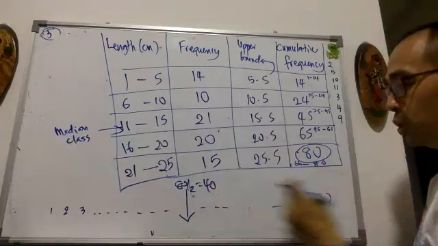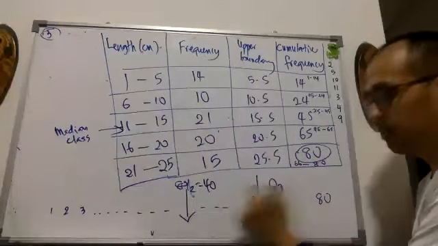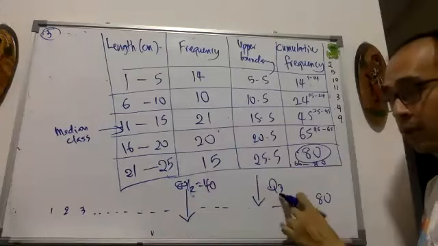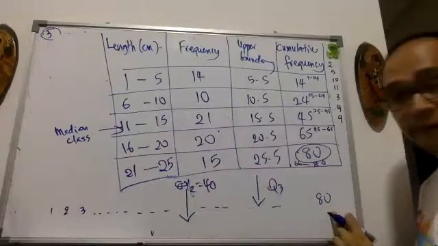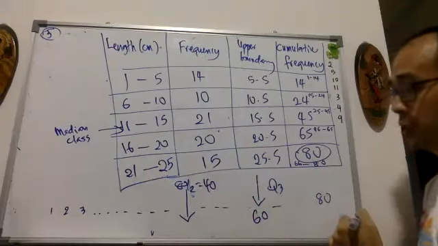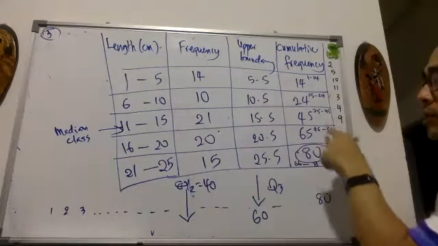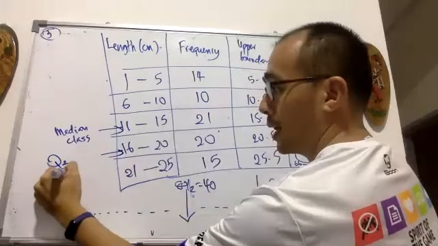Okay, so in between the median and the last one is the third quartile. Kalau median is the 40th fish and the last one is the 80th fish, the center of these two will be the 60th fish. Where is the 60th fish? Here. So this is the third quartile class.